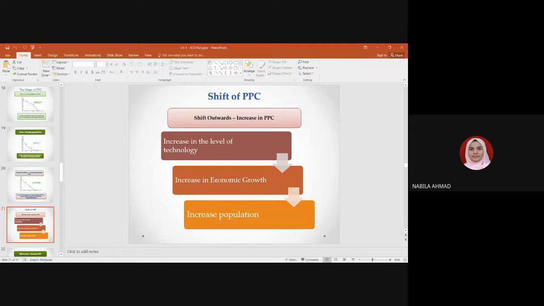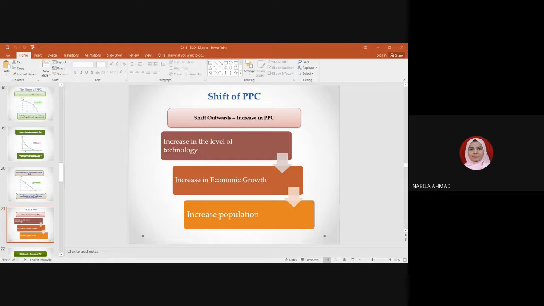Increase in economic growth. So when the country is achieving economic growth, which means the country has higher income. So when they have higher income, the economy is progressing. So the country has more funds to produce goods and services. Ya, banyak budget and fund to produce more goods and services, and then to develop the country. So the country can produce more goods and services. So the PPC will shift outwards.